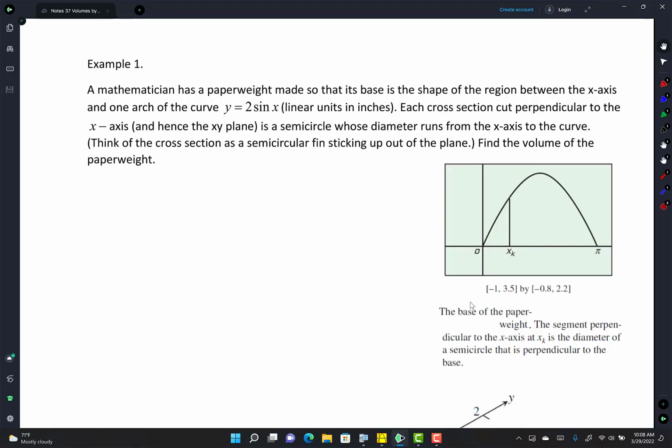They told me that each cross section is perpendicular to the x-axis, so that's why it's coming out of the board, perpendicular to the x-axis. Sometimes it will be perpendicular to the y-axis, but right now the semicircles look like this. Let me make a semicircle out of this. Here's a semicircle. Do you guys agree that's a semicircle? So it's coming out like that.